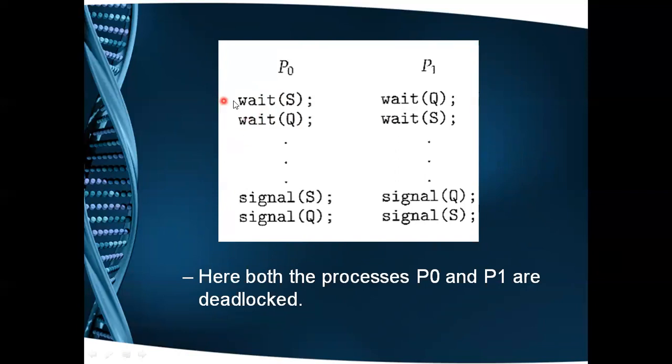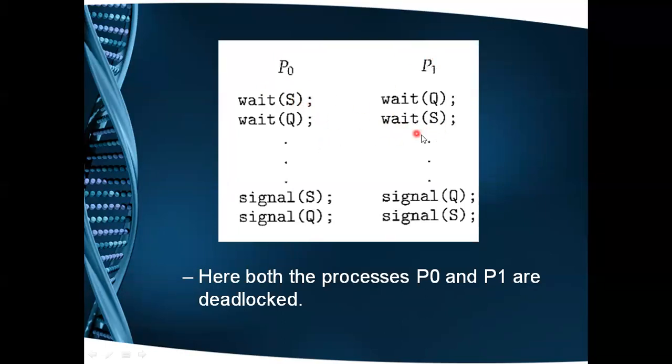After wait of S, P0 is allowed to enter the next statement and S is decremented, so S becomes 0. Similarly, P1 executes wait of Q, goes to the next statement, and Q is decremented to 0. Now P0 comes to wait of Q. Q has already changed to 0, so this wait of Q will not be executed, and P0 will be blocked. Similarly, wait of S has changed to 0, so when P1 comes to execute wait of S, it will not be executed because S is already 0.